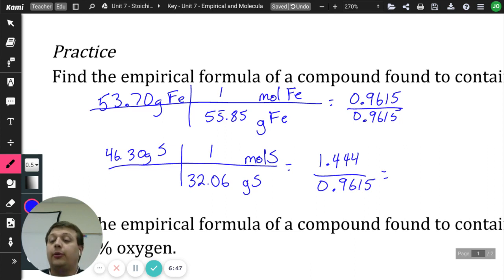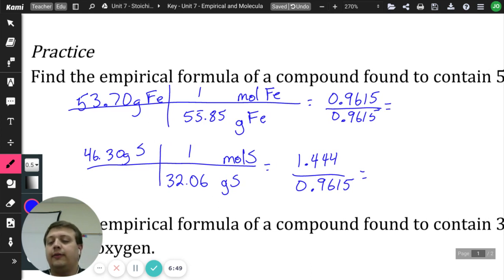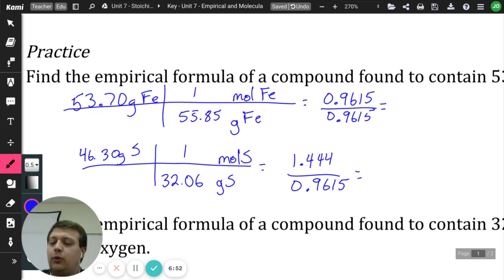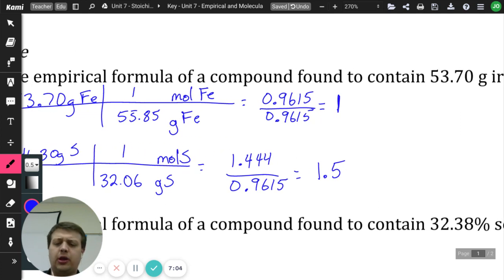Okay? So take that. We're going to plug that into our calculator. We divide a number by itself, we get 1. Here I divided 1.44 by 0.9615, and I found out in my calculator I got 1.5. Okay, thereabout. It's kind of rounded. Okay, so now I look at this number and I multiply till whole. So I've done percent to grams, I've done grams to moles, I've divided by the smallest. The last step is to multiply till whole.